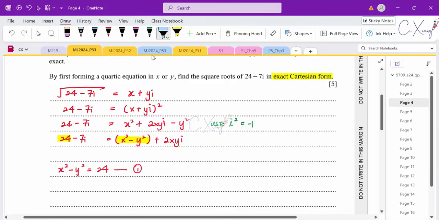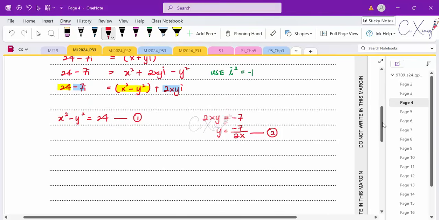Okay, then how about the second equation? To get the x and y, I need a second equation. I will compare the imaginary part. 2xy, I compare it with negative 7. So from here, I get 2xy equals negative 7. Then y equals negative 7 over 2x. So this is my second equation. I'm having two unknowns, x and y, and I want to find out the value for them. I just need two equations. So I successfully get two equations here already. I will try to solve them simultaneously.